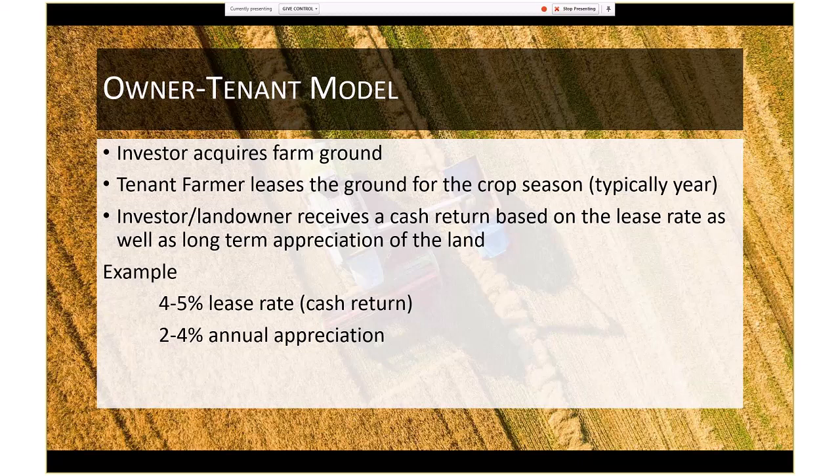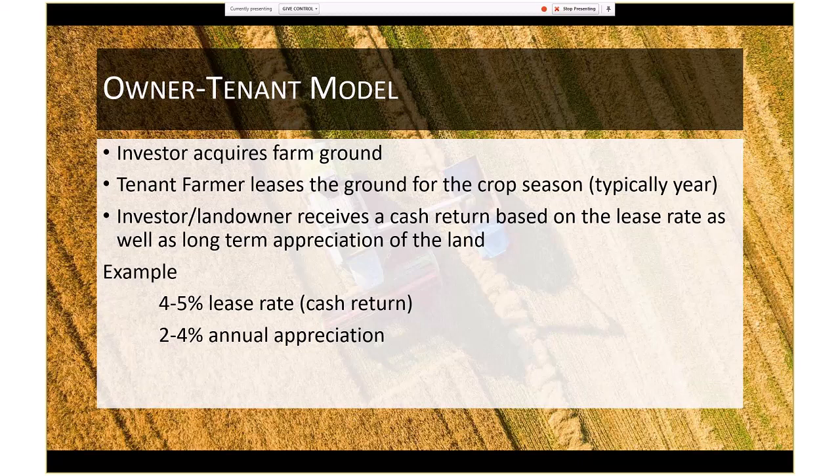And so talking through this, essentially the investor acquires the farm grounds, so the funds or the purchases of the underlying ground. They then work with generally some type of a farm manager to acquire tenants, and the tenant farmer then leases the ground for a crop season. That's typically a year. And then that investor or landowner in return receives a cash return based on the lease rate, and then they're also getting the long-term appreciation in the land.